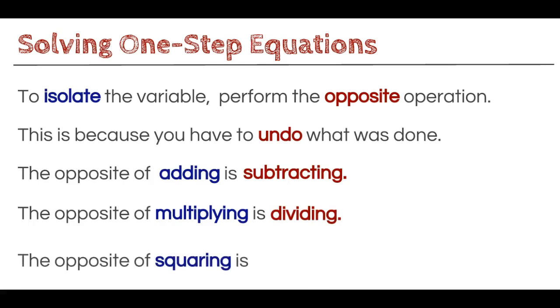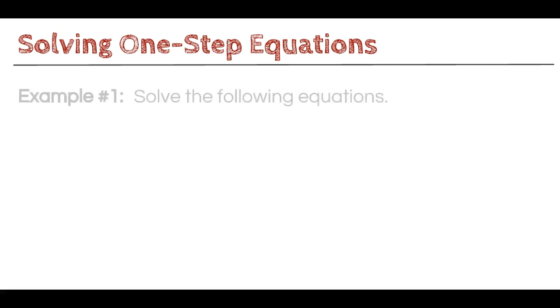The opposite of squaring, to undo squaring, we take the square root, and we saw that with Pythagorean theorem type questions. So now I think we're ready to start our first example. So you may want to pause the video to give this an attempt, or you may just want to watch this first example to make sure that you're on the right track, and then try the subsequent ones.